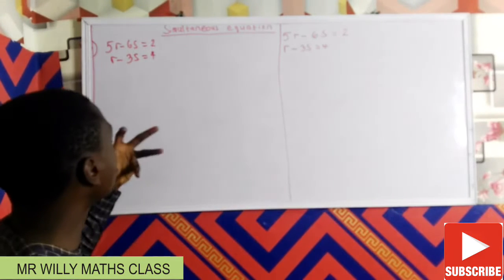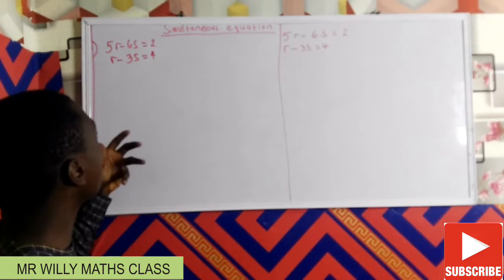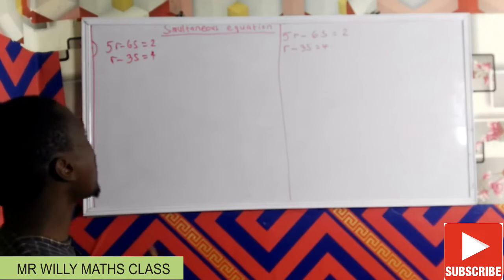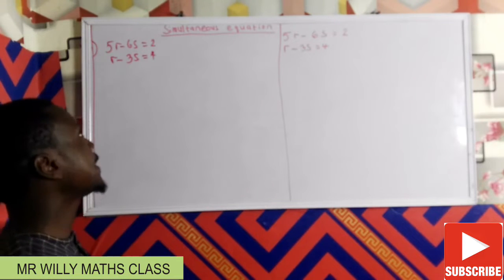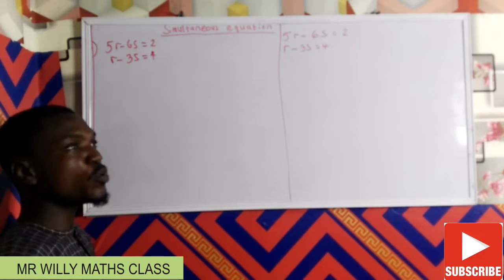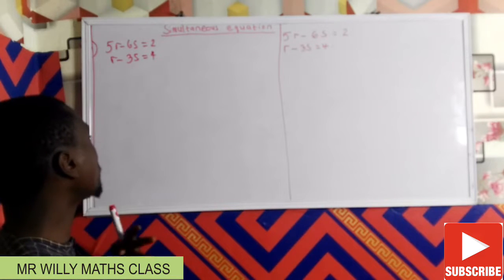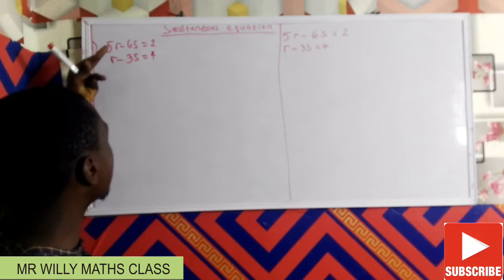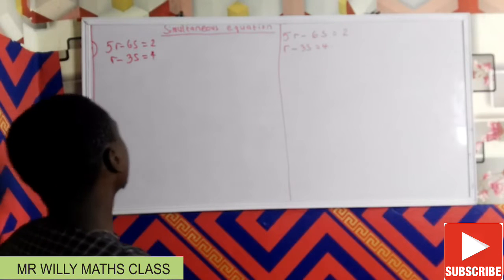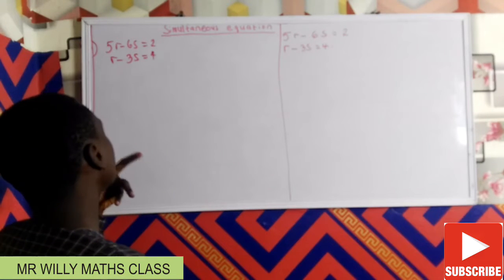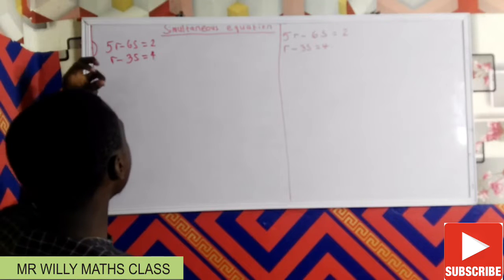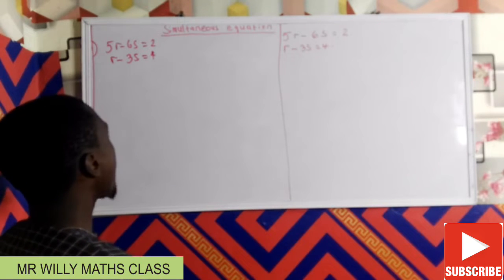Now, if you look at this question that we have on the board, we're having two unknowns. The unknowns are r and x. Now, how do you get rid of one of the unknowns? You must make sure that one of the unknowns has the same coefficient. Now, let's go for r. Let's get rid of our r now. If you want to get rid of our r, we must find a way to make r have the same coefficient.